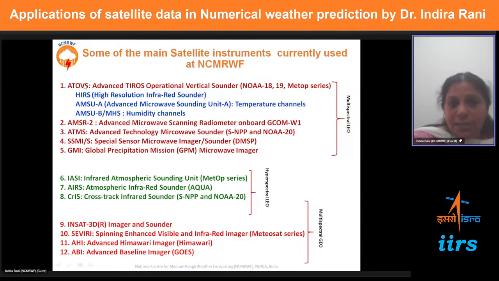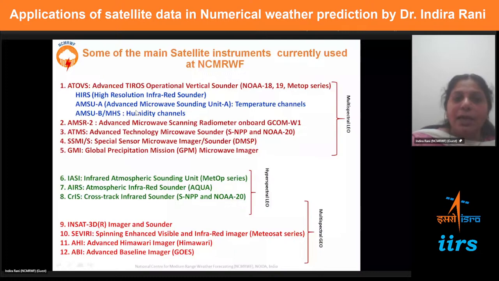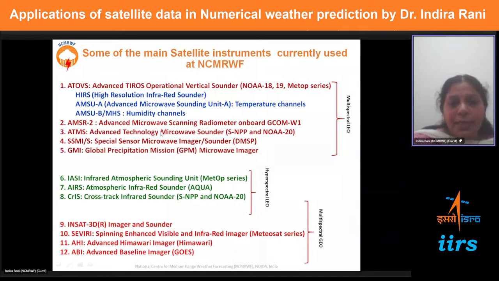ATOVS is a combination of three instruments: HIRS, the High Resolution Infrared Sounder, AMSU-A, the Advanced Microwave Sounding Unit, which is mainly for the temperature channels, and similarly AMSU-B or MHS, which is for humidity channels. AMSU-A and AMSU-B are microwave instruments, and HIRS operates in the IR region of the spectrum.